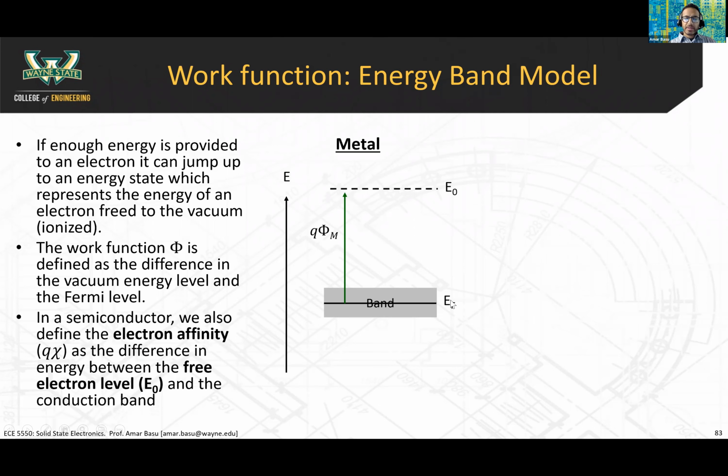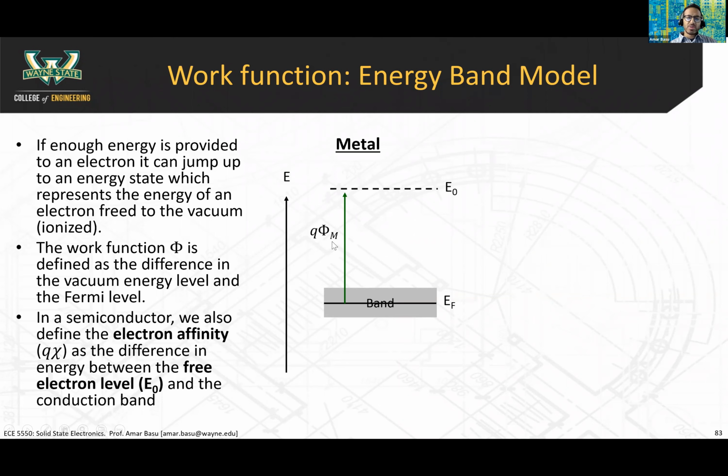Because remember, most of the electrons are just below the Fermi level, okay? So just as a way to define what energy a lot of the electrons are at, they would be at or below the Fermi level. So we just use the Fermi level as a reference. An electron has to absorb Q phi m's worth of energy to get to the E sub 0 state. Okay, and that is the work function.